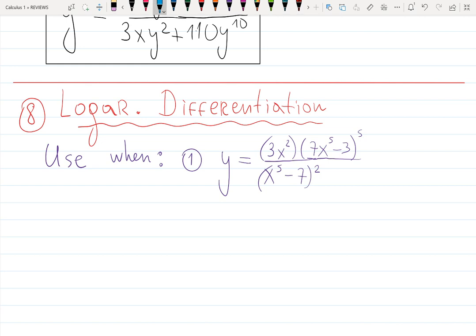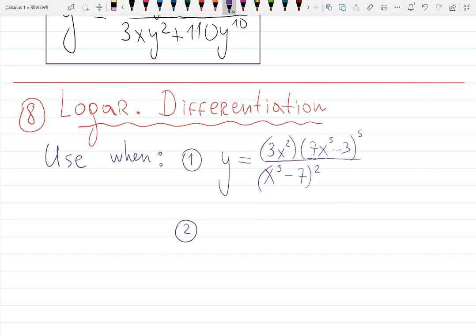The idea is to use natural log on both sides, and since the log of a product is a sum of logs and the log of a quotient is a difference of logs, you'll just have log plus log minus log, super simple. Then differentiate each log, and the answer follows right away. In this way, it's just more convenient.